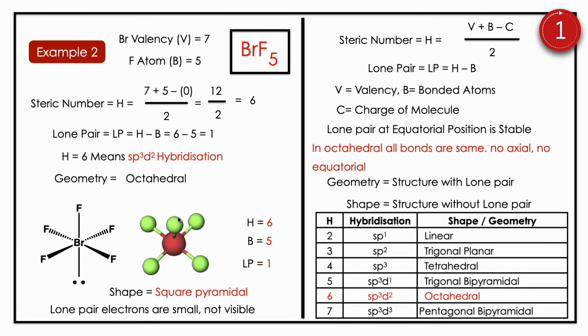So H of 6 means sp3d2 hybridization, which leads to an octahedral geometry, but it has one lone pair, and the lone pair is not visible, so the structure is square pyramidal. If you look at it, the lone pair we write simply as 2 dots, or you can imagine it in the 3D way in the 3D animation. So the shape of BrF5 is square pyramidal.